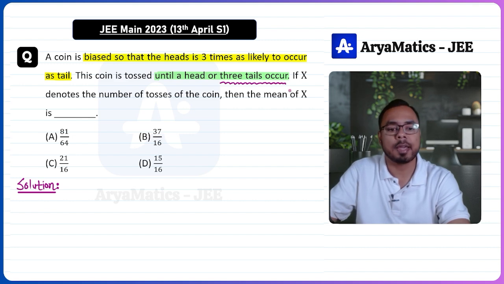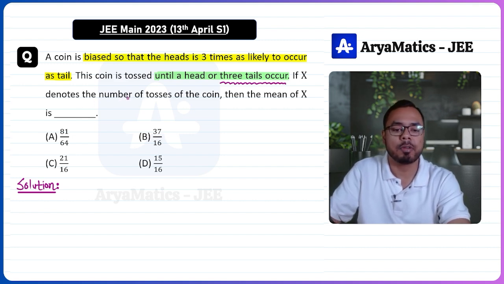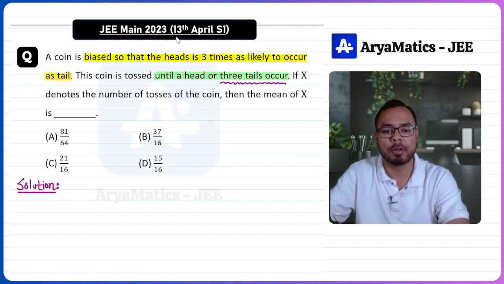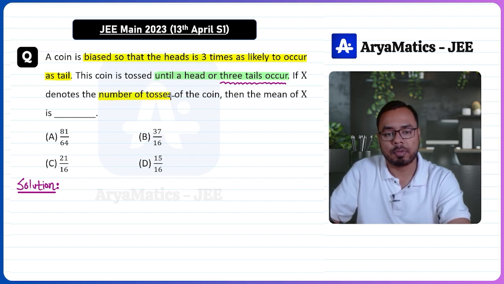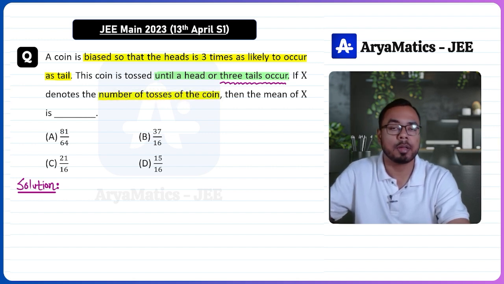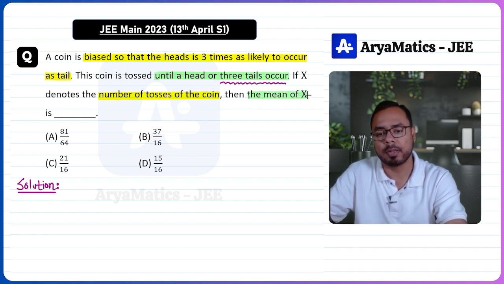So if x is representing the number of tosses of the coin, we have to find the mean or the expected value of x. X is representing the number of tosses, so we need the mean or the expected value of x. Now this is a problem on random variable and its expected value or the mean.